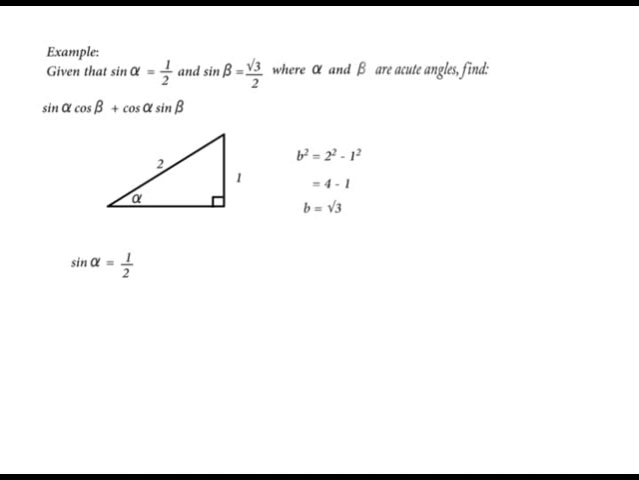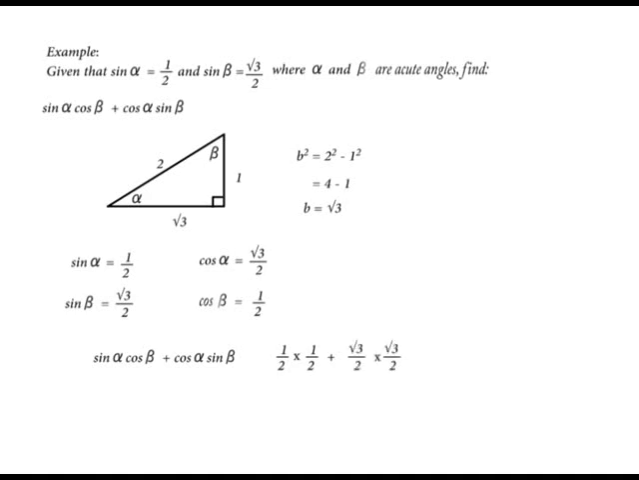And that is indeed why we were given that sine beta is root 3 over 2, and therefore beta is here. With this now, we can find all the trigonometric ratios. Cos alpha will therefore be equal to root 3 over 2, adjacent over hypotenuse, and cos beta will be equal to 1 over 2. Therefore, we shall have 1 over 2 times 1 over 2 plus root 3 over 2 times root 3 over 2. That gives us 1 over 4 plus 3 over 4, and that is equal to 1.